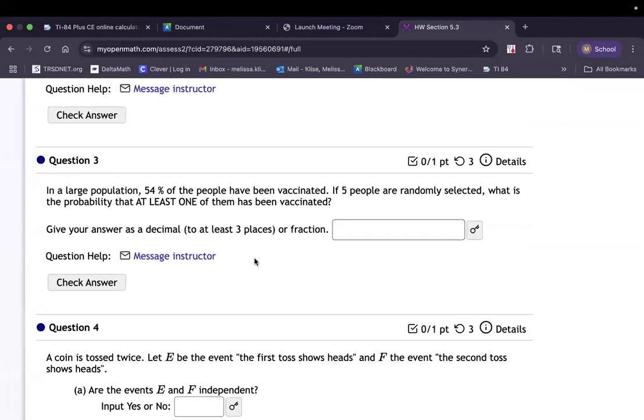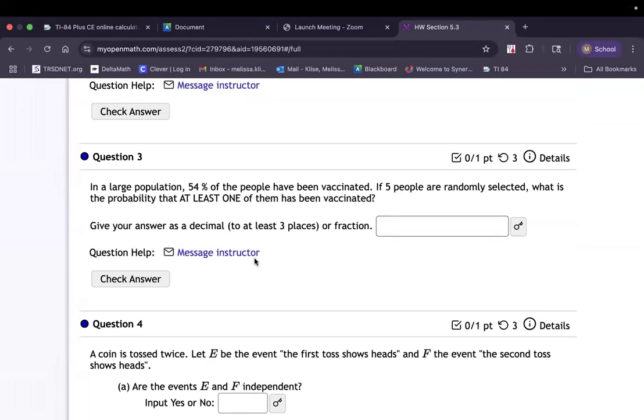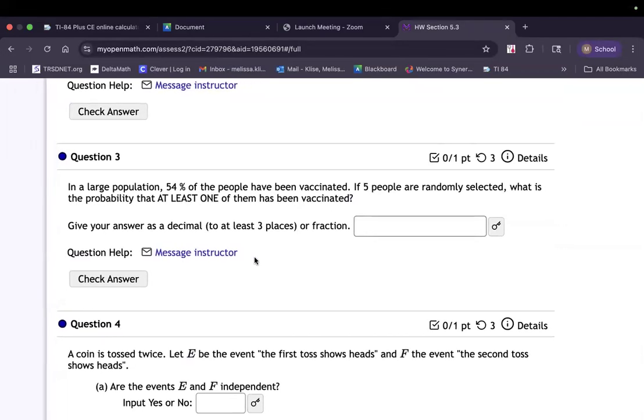Okay. I'm going to just write some notes on my iPad so I can pop back over there. So in a large population, 54% of the people have been vaccinated. If 5 people are randomly selected, what is the probability at least one of them has been vaccinated? So I'm going to write these things down and then I'm going to go back to my iPad. This is directly from your homework. So 54% have been vaccinated.